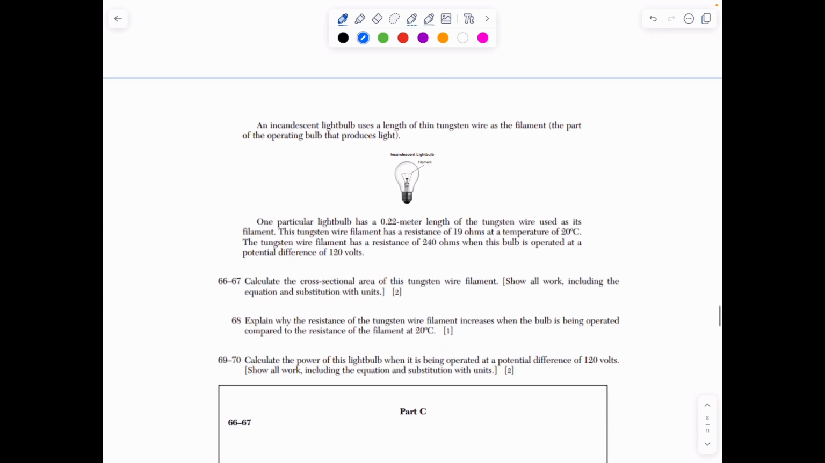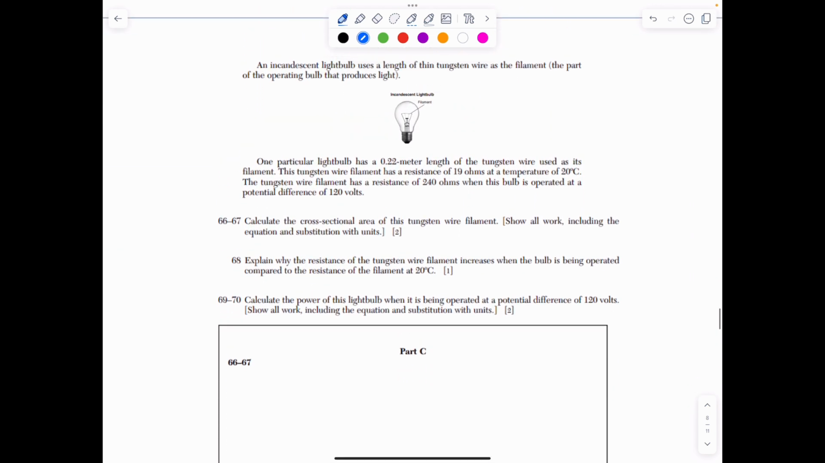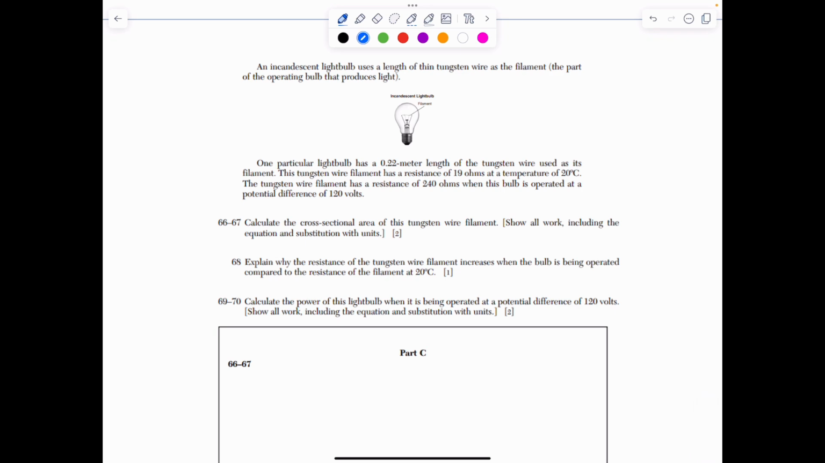Questions 66 through 70. All right. So let's read. It says, an incandescent light bulb uses a length of thin tungsten wire as a filament. And they're making sure you know what a filament is. It's the part of the operating light bulb that produces light. And they even give you a little diagram and show you that filament.